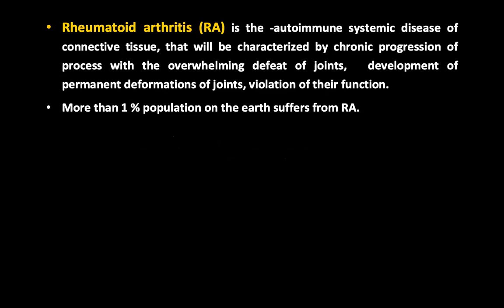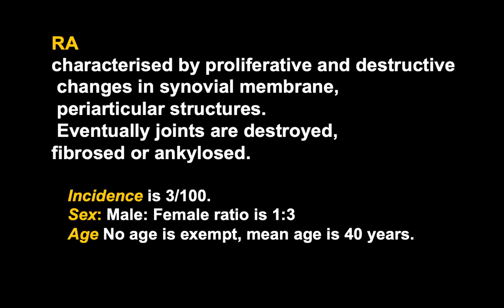So let's speak about rheumatoid arthritis. It's an autoimmune systemic disease of connective tissue that is characterized by chronic progression of the process with symmetrical involvement of joints, the development of permanent deformation of joints, and violation of their function. Rheumatoid arthritis is characterized by proliferative destructive changes in the synovial membrane and periarticular structures. Eventually, the joints are destroyed, fibrosed, and in later cases ankylosed. Incidence is 3 per 100 of the population. The male to female ratio is 1 to 3, and the mean age is 40 years.